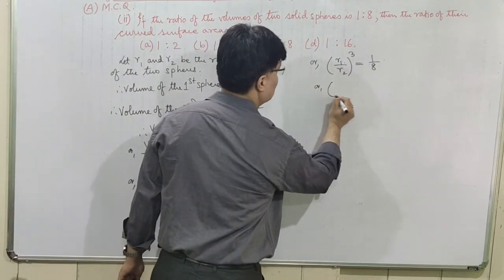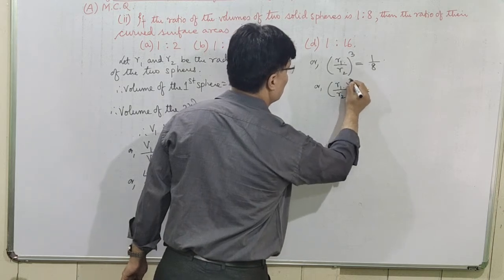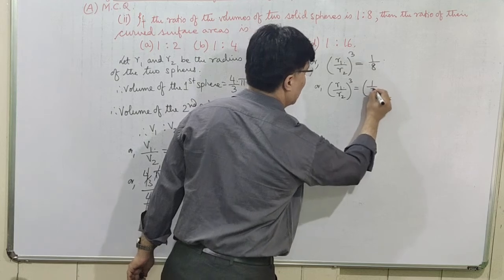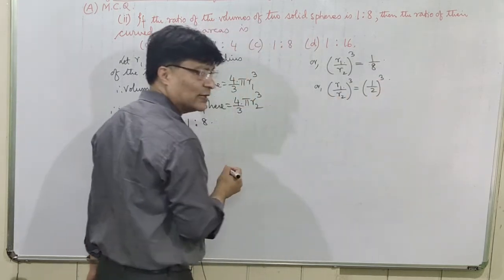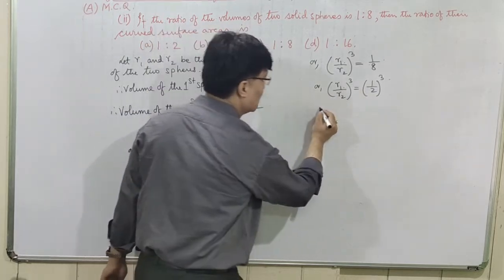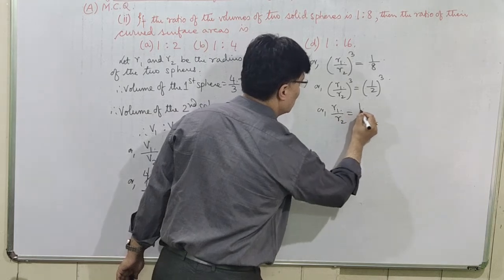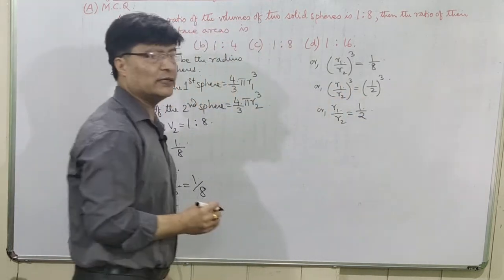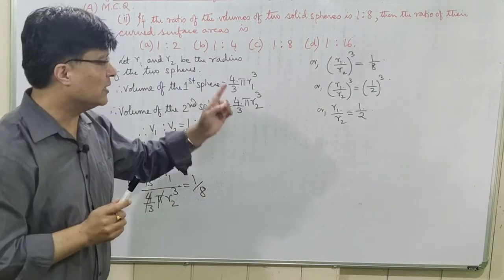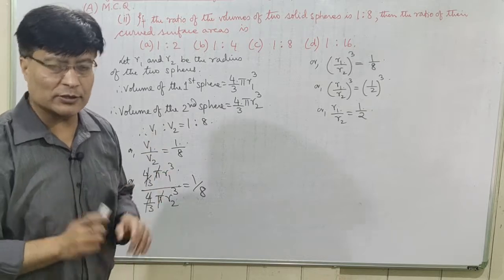So R1 by R2 whole cube is equal to, how will you write 1/8? It is half whole cube. Is that clear? So since powers are equal, these bases must be equal. That is R1 upon R2 is equal to 1/2. That is, the ratio of the radii of the two spheres is 1/2 or 1:2. I think you have understood it.